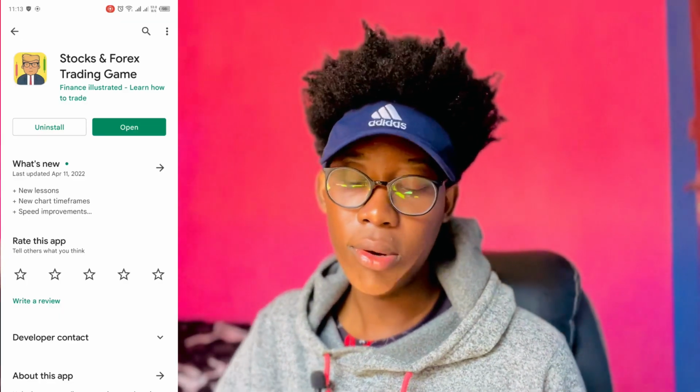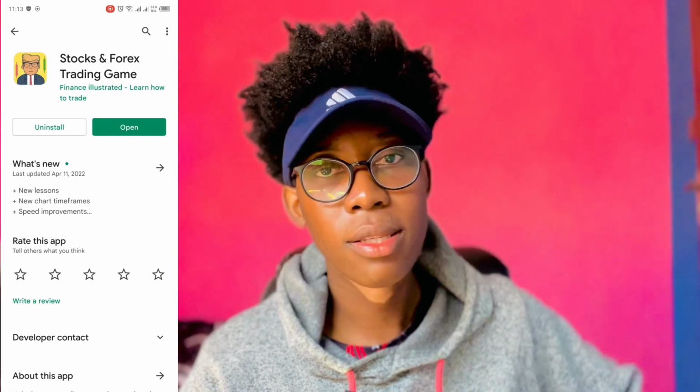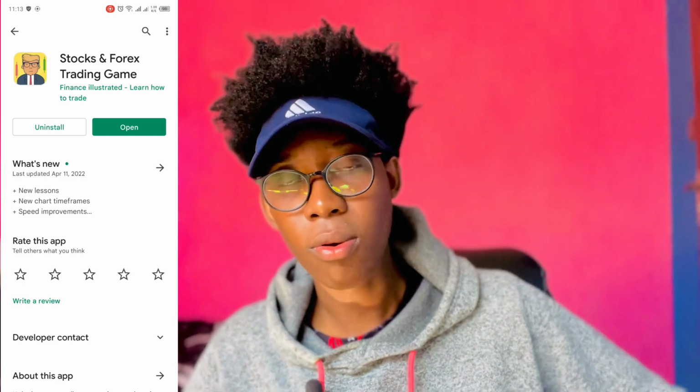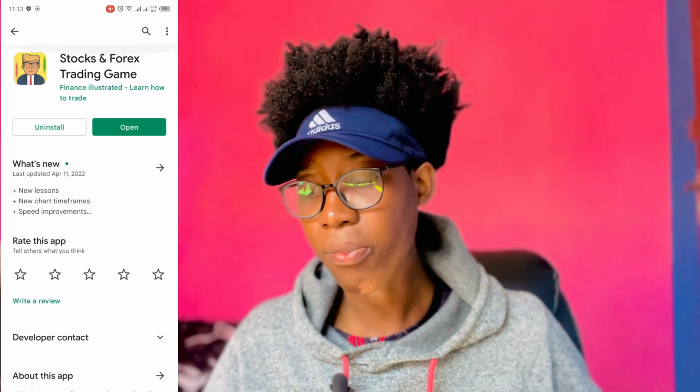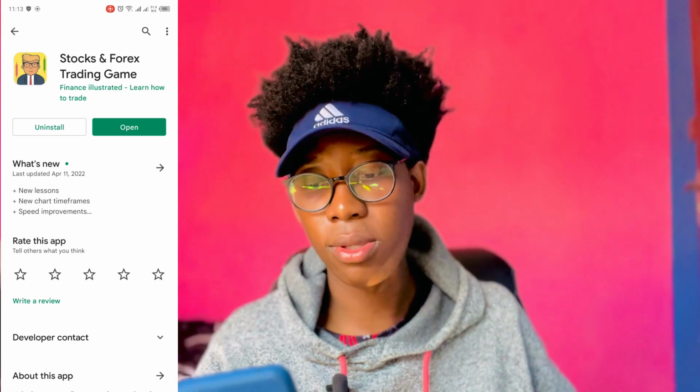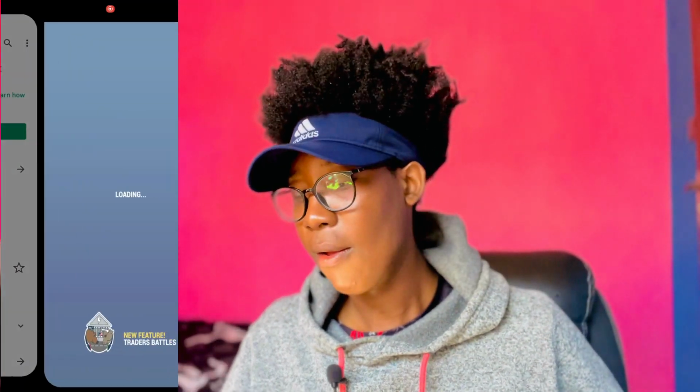As I've said, I'm going to show you the top 3 best Forex trading simulators, the first one being the Stocks and Forex Trading Game. You can actually get this app. It's available on the Google Play Store and also on the iPhone Apple Store. This is the app over here. Once you're done installing it, you simply have to click on open.